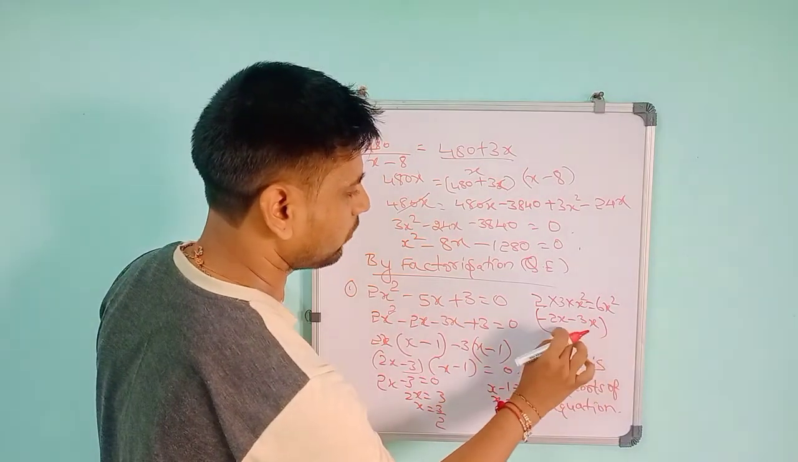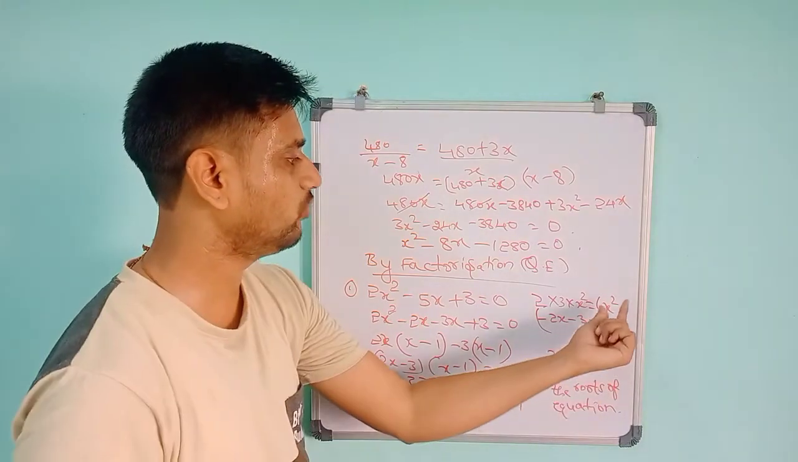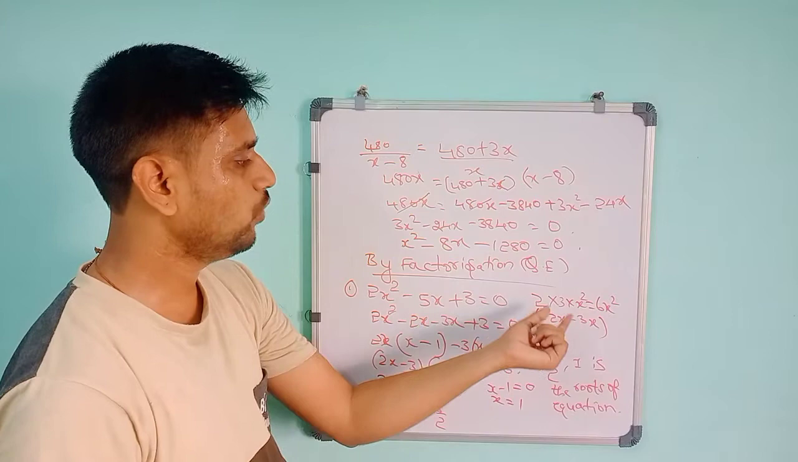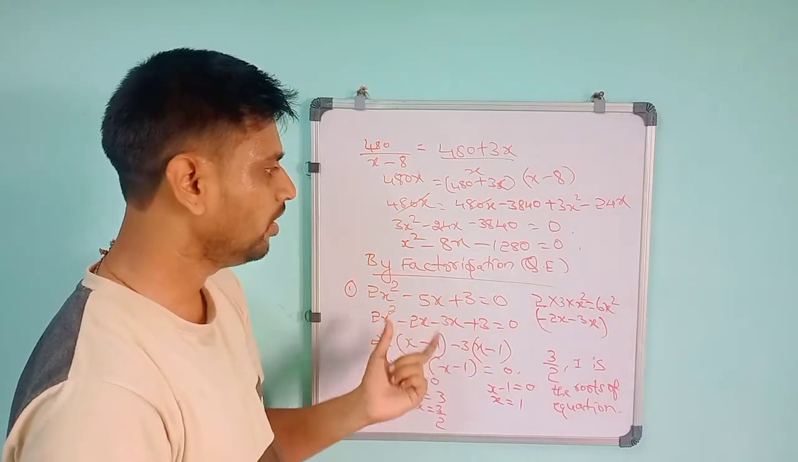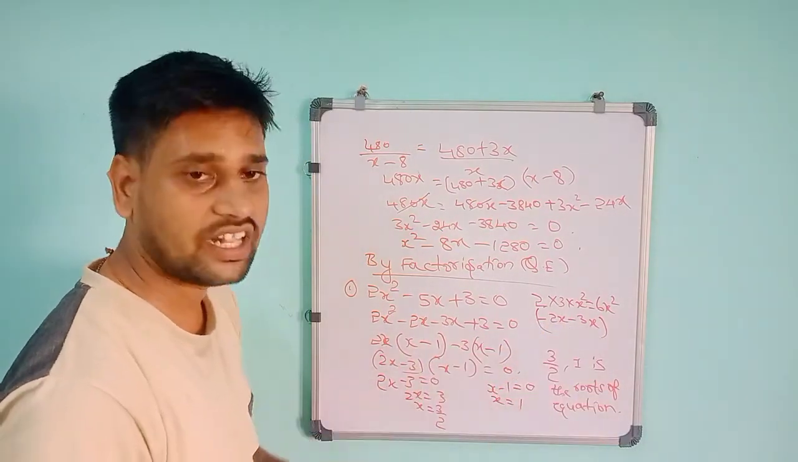And if you multiply 2 into 3, that is 6, then x into x is x square, minus into minus is 6x square. So the product should become 6 and the addition should become 5. So you can take 2 and 3. When you take 2 and 3, the product will be 6 and the addition will be minus 5. So you have to take minus 2x minus 3x. So it will satisfy the condition.